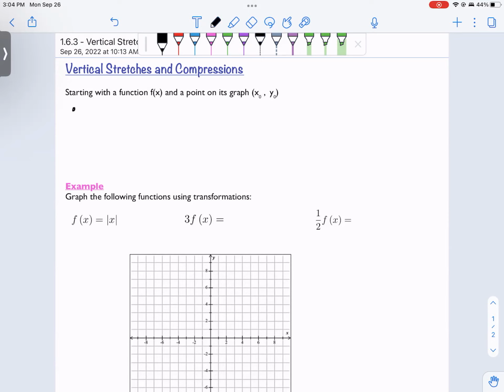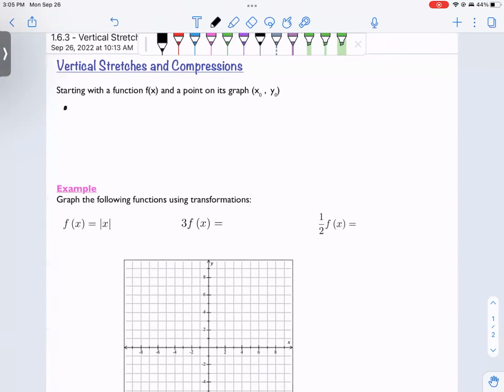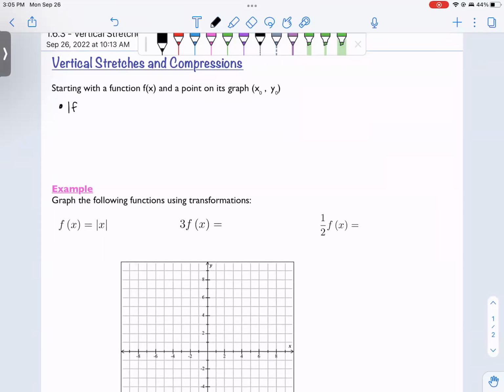All right. So with vertical stretches and compressions, this has to do with multiplying the function by a scalar. If you multiply by a value greater than 1, so I'm taking an a value, which we've determined is greater than 1, multiplying the original function f of x by it, this creates a vertical stretch by a factor of a.